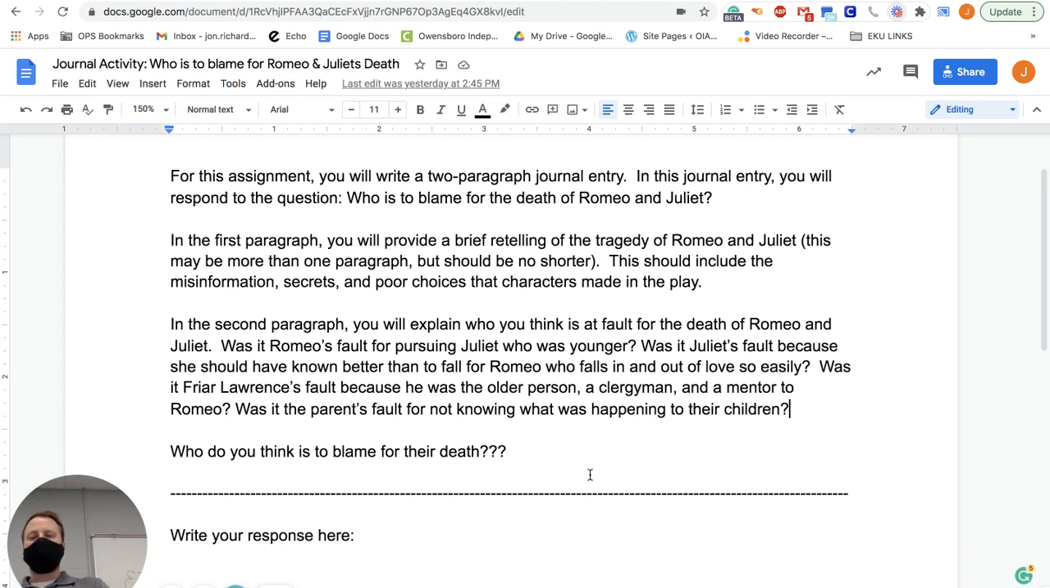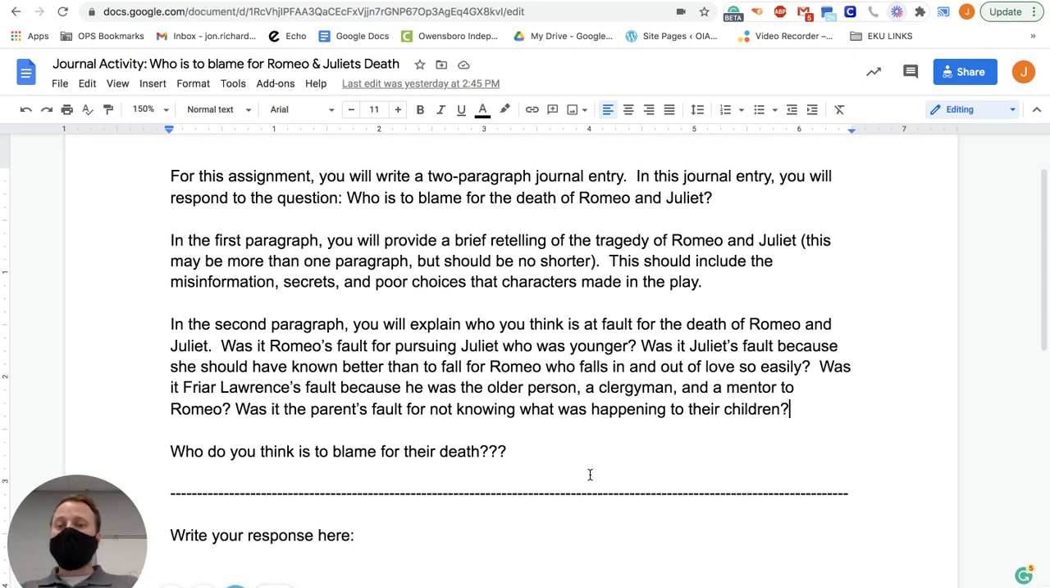And then in the second paragraph, you will explain who you think is at fault for the death of Romeo and Juliet. And I give you some kind of places to start your thinking on, okay? Was it Romeo's fault for pursuing Juliet, who was younger? Was it Juliet's fault because she should have known better than to fall for Romeo, who falls in and out of love so easily? Because if you remember at the beginning of the play, he loved Rosalind, and then all of a sudden he sees Juliet and immediately forgets Rosalind and falls in love with Juliet.